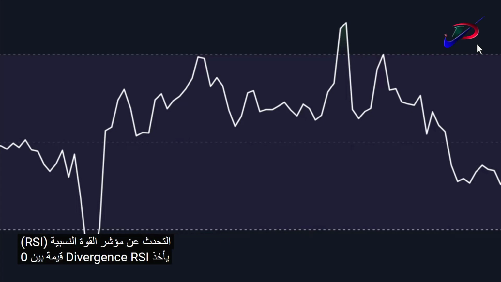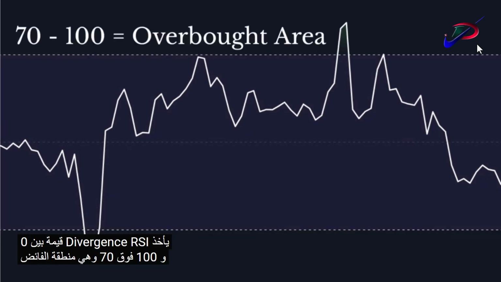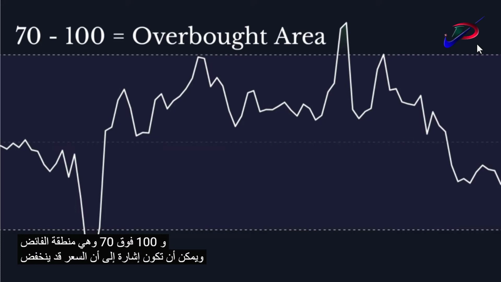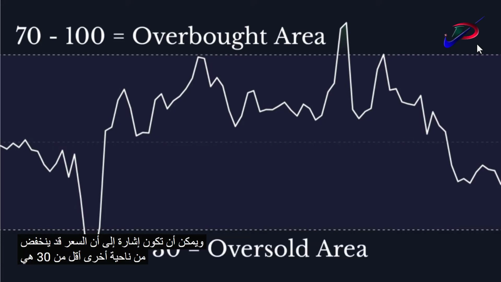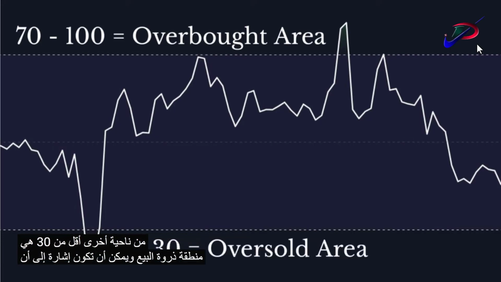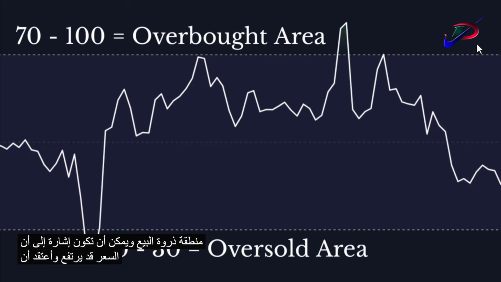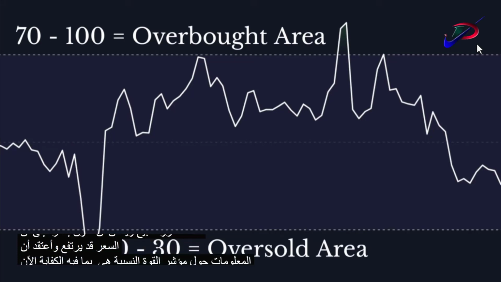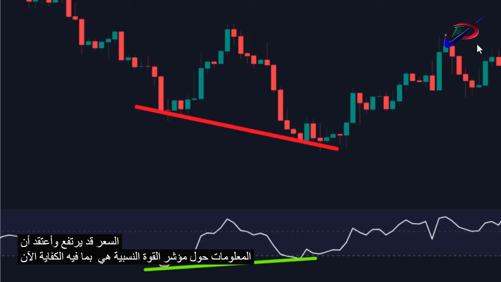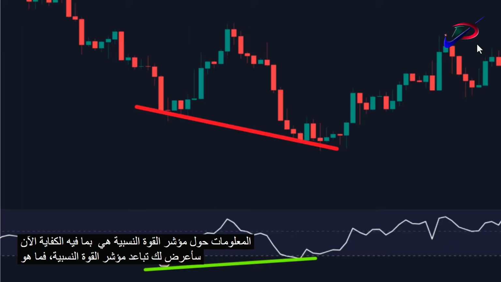RSI takes a value between 0 and 100. Above 70 is the overbought area. It can be a signal that price may decrease. On the other hand, below 30 is the oversold area. It can be a signal that price may increase. I think the information about RSI is enough. Now I will show you RSI divergence.